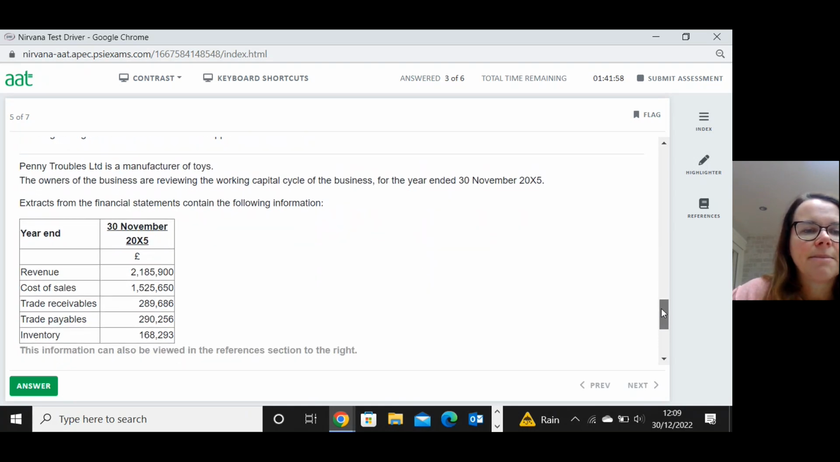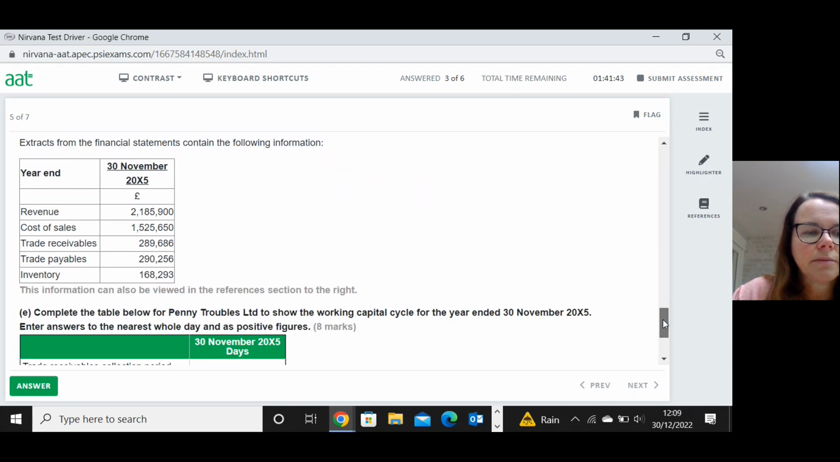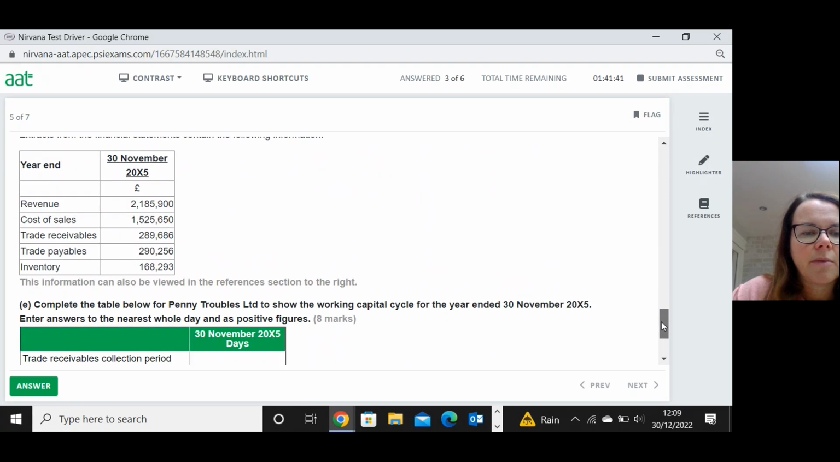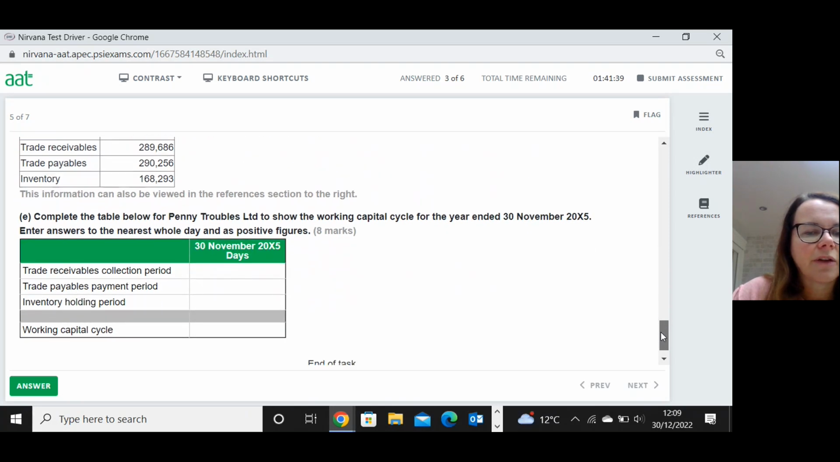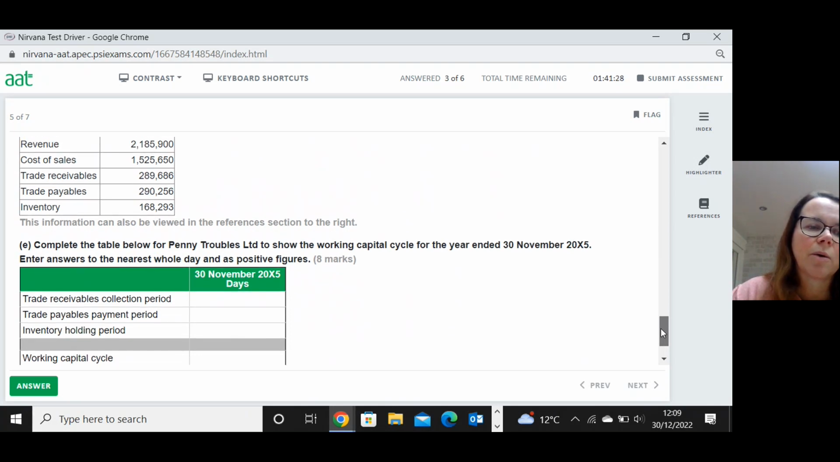Penny Troubles Limited is a manufacturer of toys. The owners of the business are reviewing the working capital cycle of the business for the year ended 30th of November X5. Extracts from the financial statements contain the following information. So we have to work out the trade receivables collection period, the trade payables payment period, the inventory holding period, and the working capital cycle.